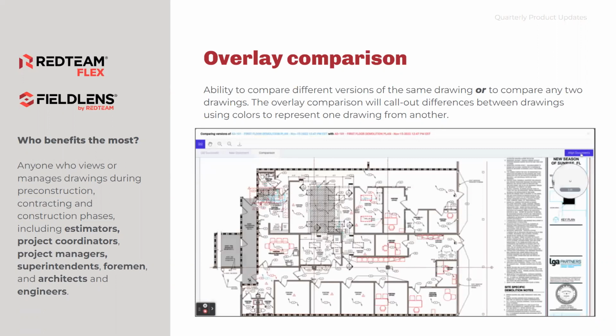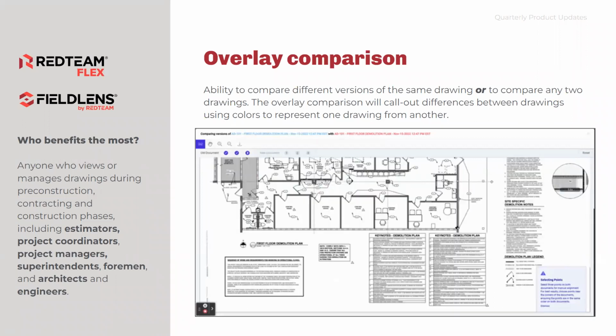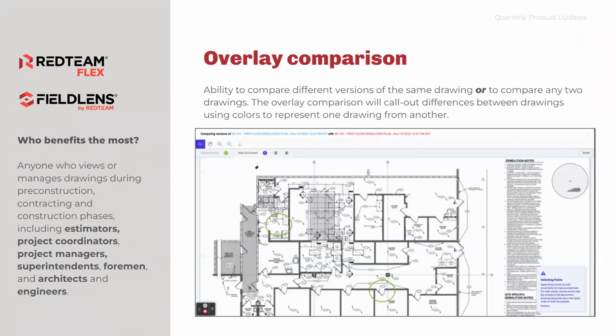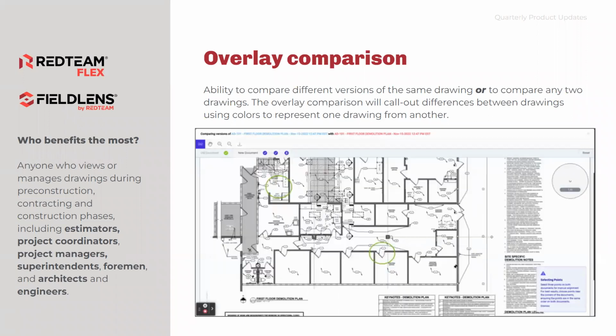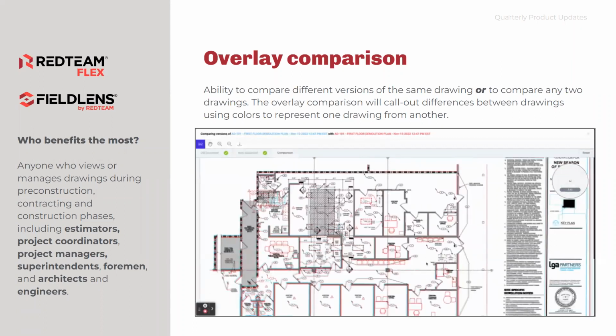Obviously we get addendums and changes from the architect and new versions of our drawings, and all of those get uploaded into Flex or Fieldlens. At any given time, you might want to compare the original version to the latest version or any of the versions you've had in the past. Or you may want to compare a certain drawing to any other drawing in the set. So maybe you want to take the electrical and mechanical drawings, similar ones, put them on top of each other and see the differences. You will be able to do that.